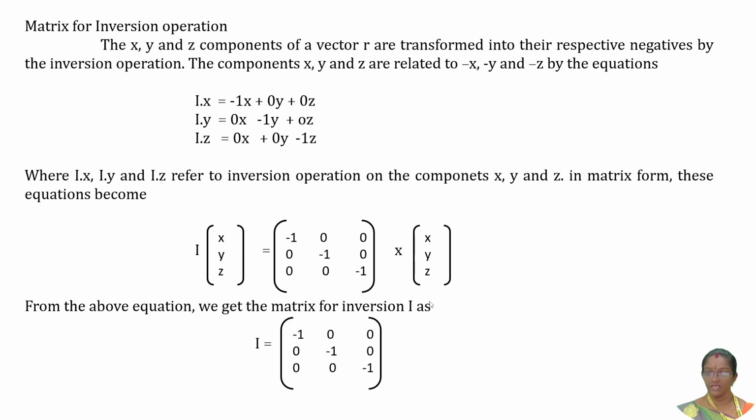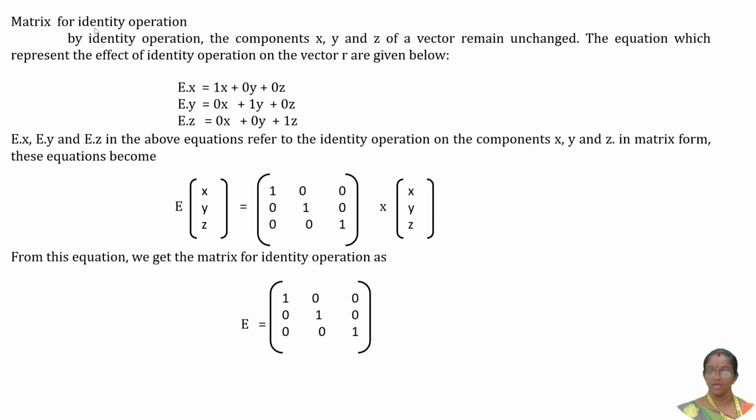Matrix for the identity operation. By the identity operation, the components x, y and z of the vector remain unchanged. The equations which represent the effect of the identity operation on the vector R are: Ex, which leaves the element unchanged, is 1x plus 0y plus 0z; Ey is equal to 0x plus 1y plus 0z; and Ez is equal to 0x plus 0y plus 1z.